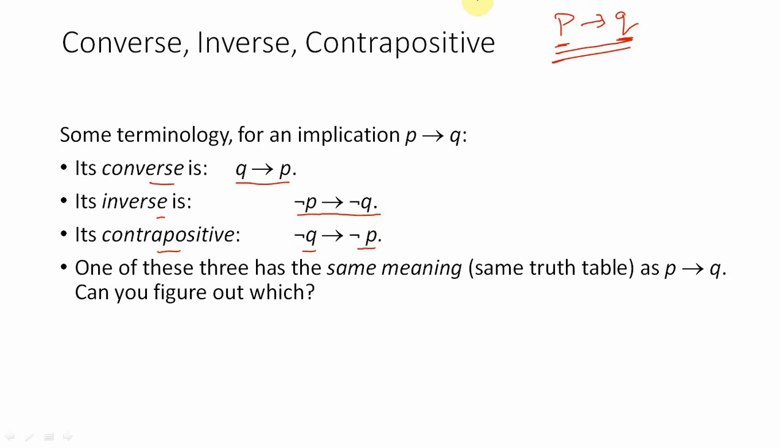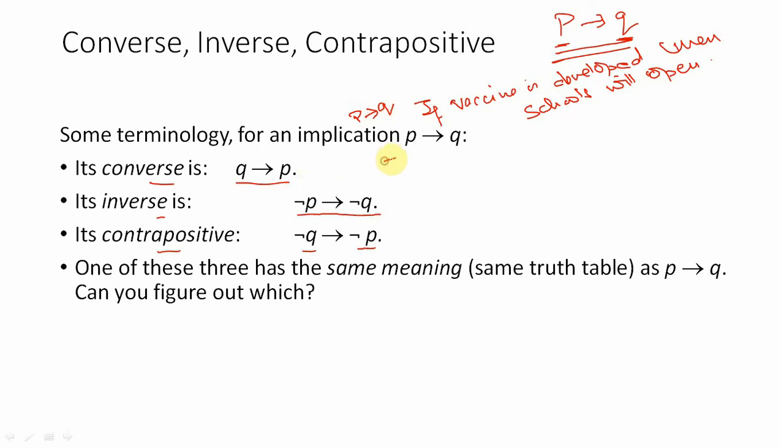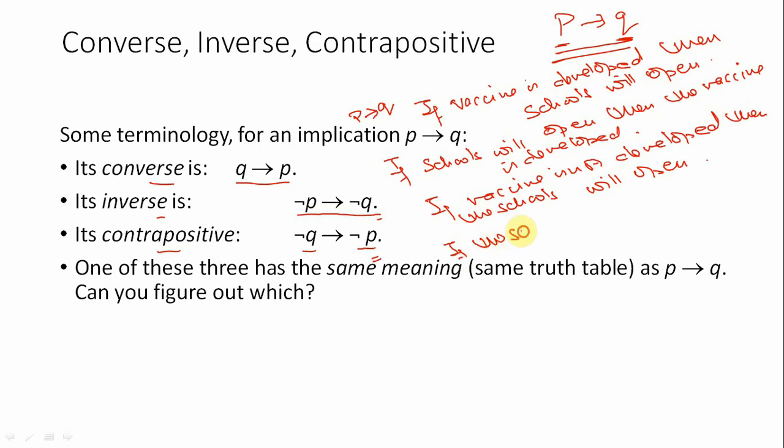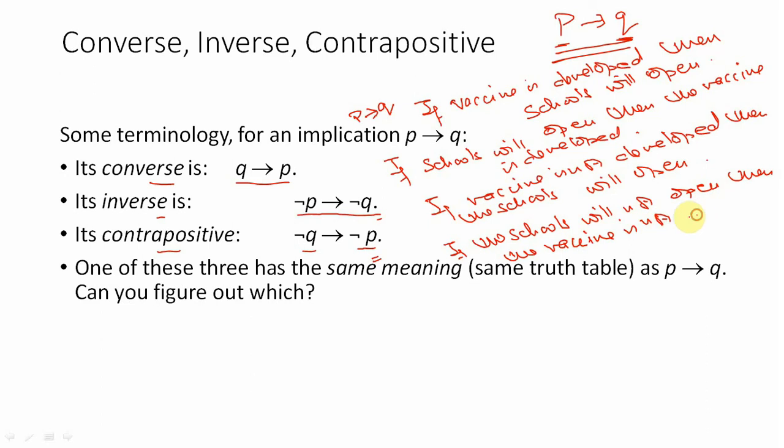Using the same example, right? Let's take the same example. If vaccine is developed, then schools will open, right? This is the original implication. Now, what will be the converse? If schools will open, then the vaccine is developed. What will be the inverse? If vaccine is not developed, then the schools will not open. And what will be the contrapositive? If the schools will not open, then the vaccine is not developed, right?